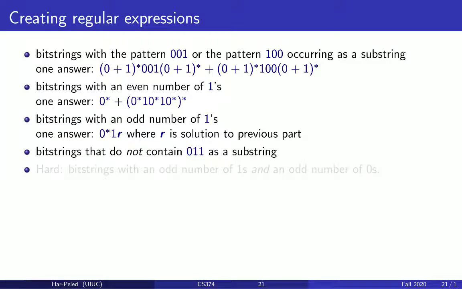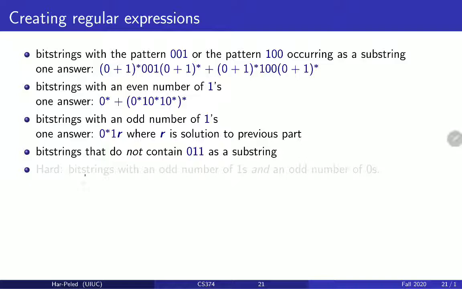Next: bit strings that do not contain 0, 1, 1 as a substring. This is a bit more difficult because regular expressions don't really allow you, in the standard way we think about them, to do negation. Although you can sometimes abuse notation and write it as such, you're not supposed to do that. So this is pretty tricky.